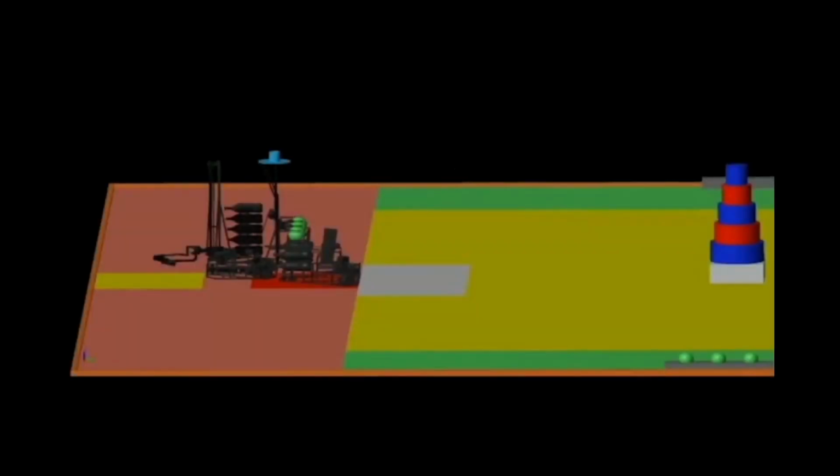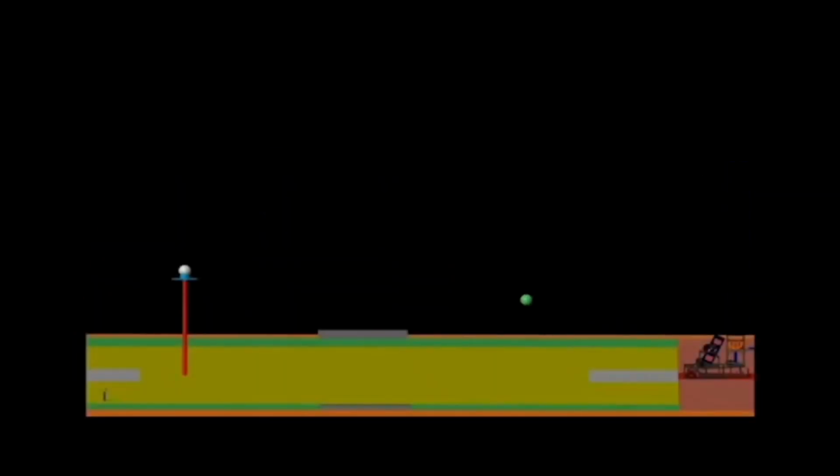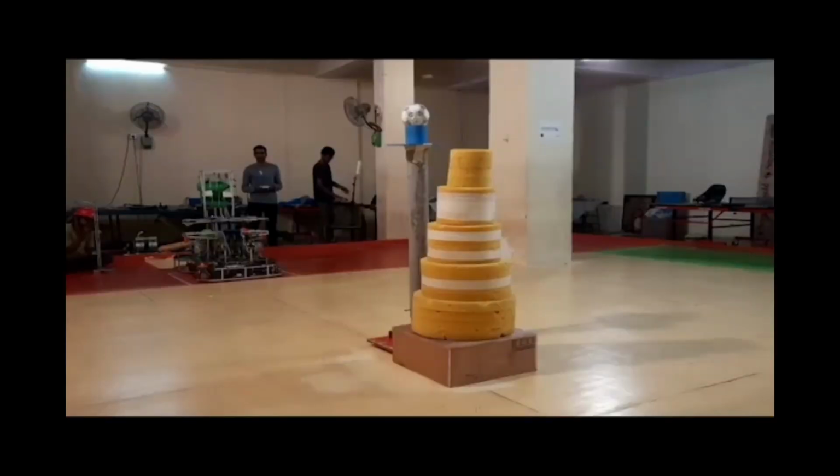After we simulated the throwing mechanism, we were able to accurately determine the angle of the throwing mechanism to be able to hit the ball placed on the stand.